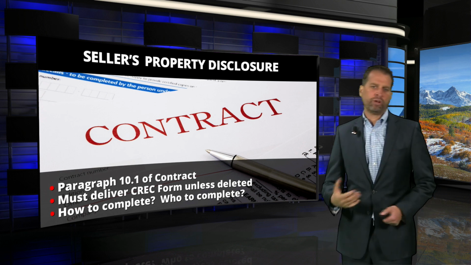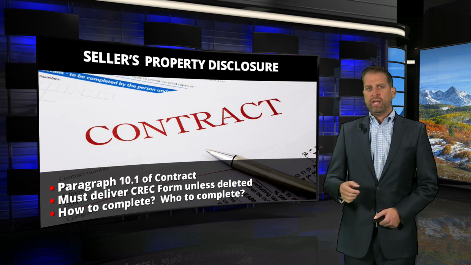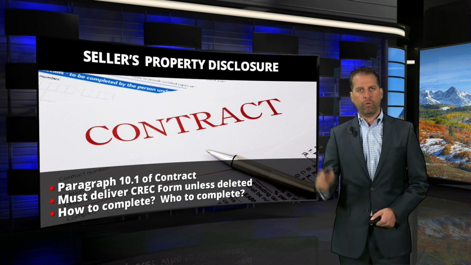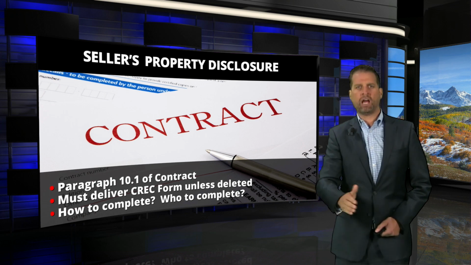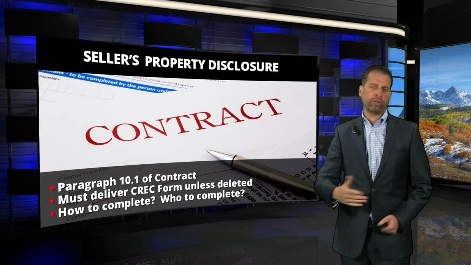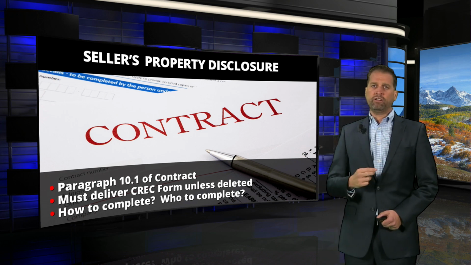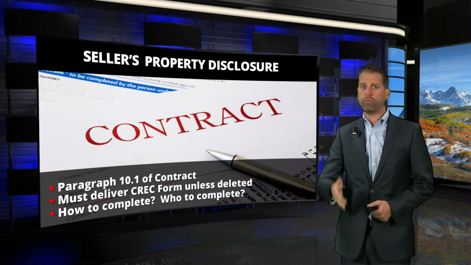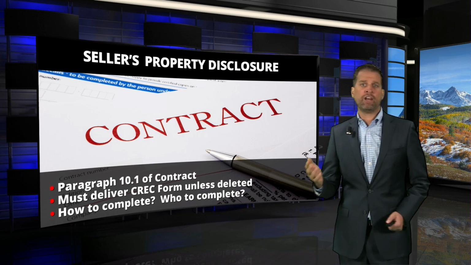How do you complete it, and who completes it, are the next topics I want to hit on real quickly. How to complete it is, there's nothing that disturbs me more than when I see a completed seller's property disclosure with a straight line down through no, I don't know, or yes. Rarely, obviously, you're going to see yes, but often in the case of no or I don't know. Your sellers need to understand that these are affirmative statements. They're making affirmative representations, whether they're saying affirmatively yes, affirmatively no, or affirmatively I don't know.